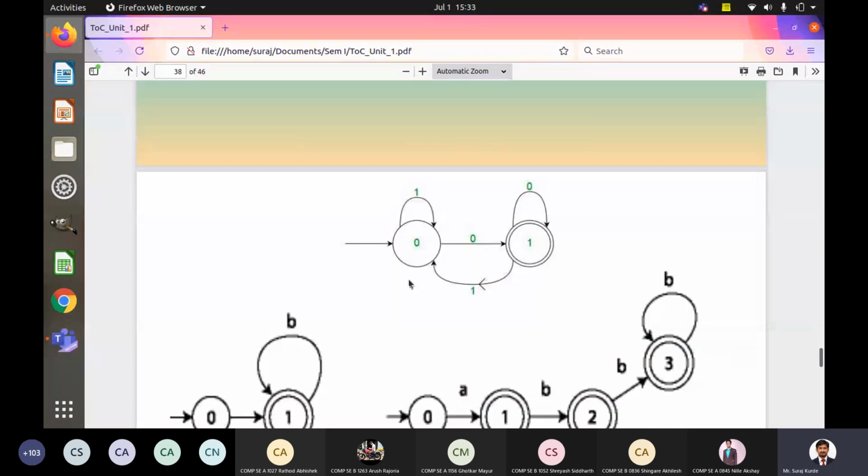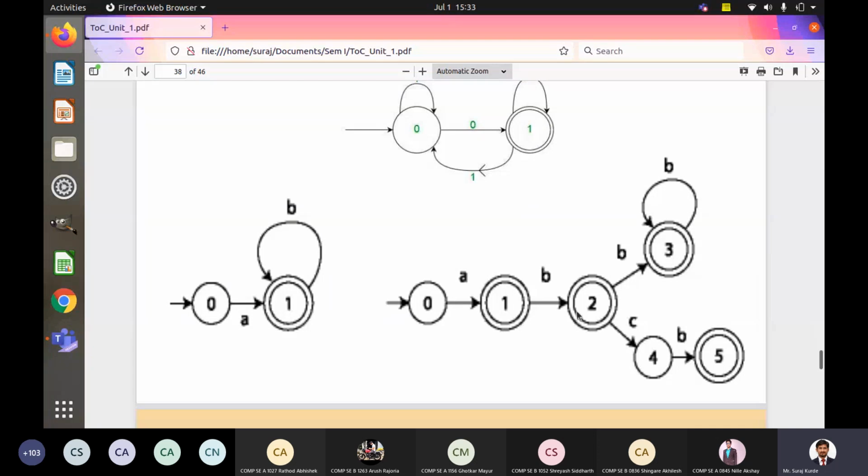So let me show it. Here, 0, 1, 2, 3, 4, 5 are the state names. A circle represents one state, and whatever is written within the circle is the name of the state. Between circles there is a line or arrow from one circle to another.